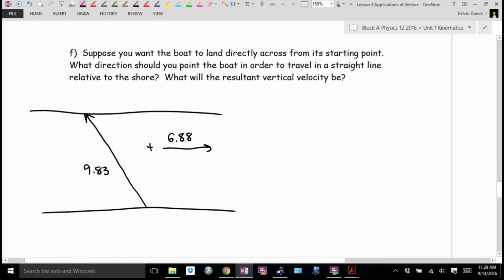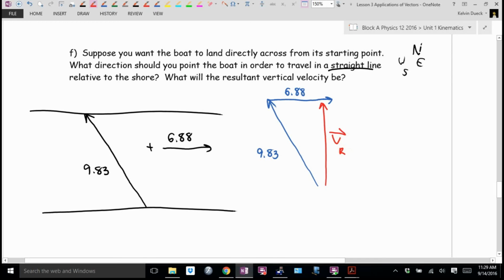I gotta be honest, I could not do this question if I didn't know what the resultant is supposed to look like. I know that the resultant is supposed to line up relative to the shore. They want to go straight up. If they didn't tell me that, James, I wouldn't know how to draw this triangle. I couldn't solve it. But because they've told me that, I can go 9.83, add it tip to tail to the current, and I know to stop drawing right there. There's the 6.88. And the resultant is right there.